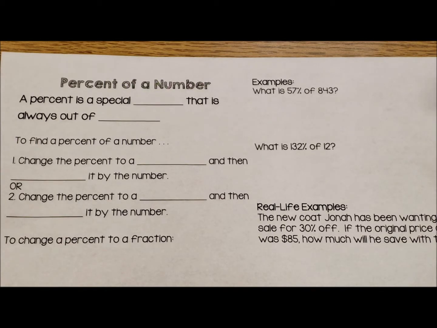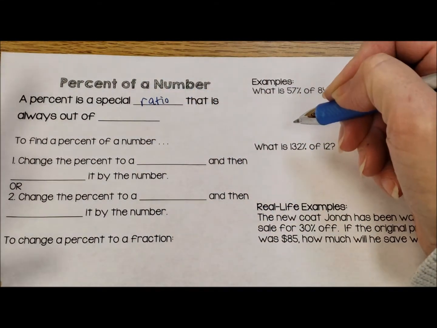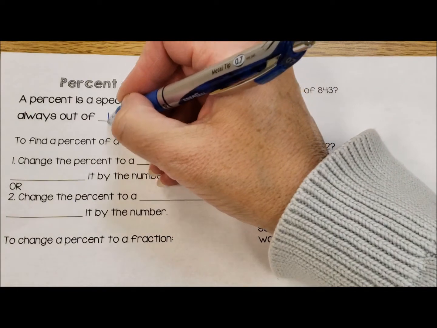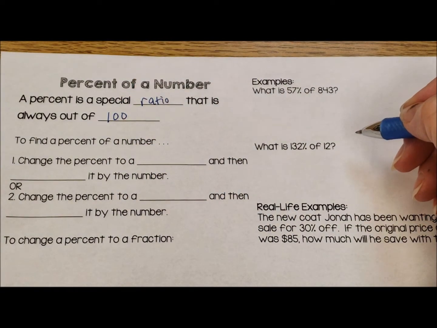These are our first set of notes on percent of a number and percents in general. So before we start talking about how to find percent of a number, we need to make sure we know what a percent means. A percent is a special ratio, and it's a ratio that is always written and representing something out of 100. That's something that the word percent actually can help us remember.